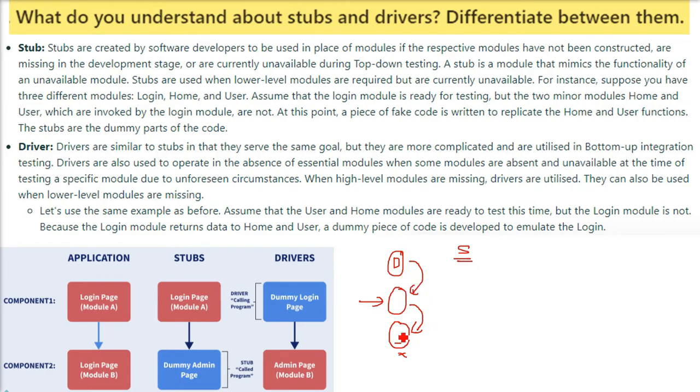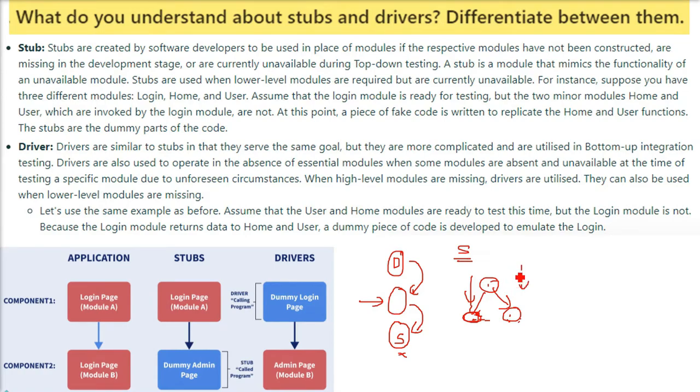So these stubs and drivers: when we have submodules and they are not prepared, they are called stubs. But if the major module is not prepared and the low-level modules are being created, then we have to make a module that will call them. That is called the driver. Driver is the main program or main module. Stubs are the called modules.